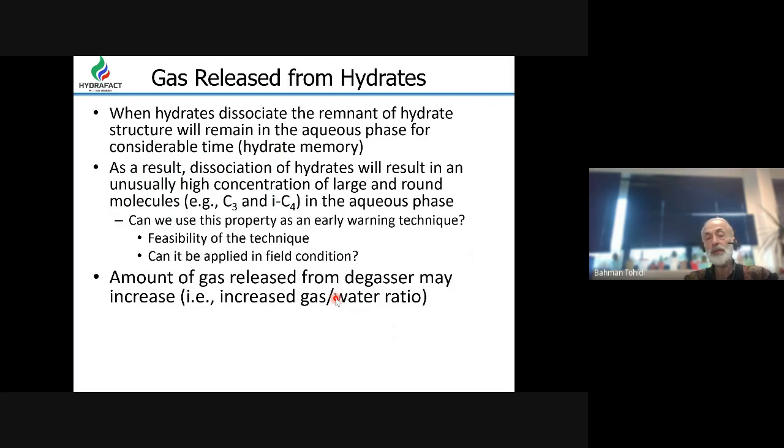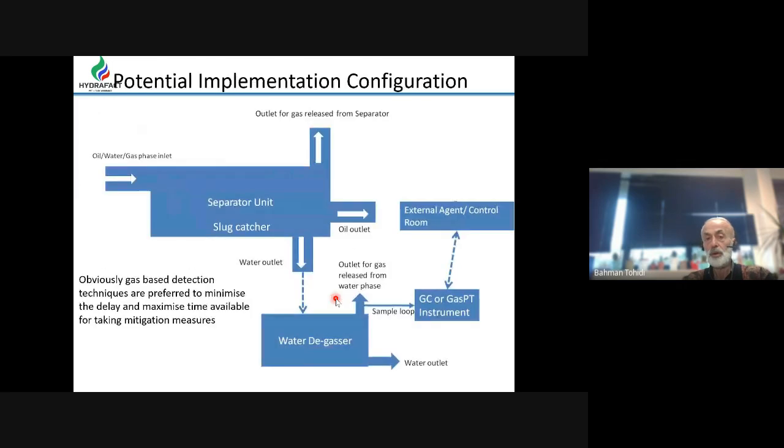So we can detect hydrate formation. Remnants of the hydrate structure will remain in the aqueous phase, and then we can detect when they melt. So here we see initially gas hydrate formation in the gas phase. So the first sign of hydrate formation is here. But also we can detect where the hydrate is forming.